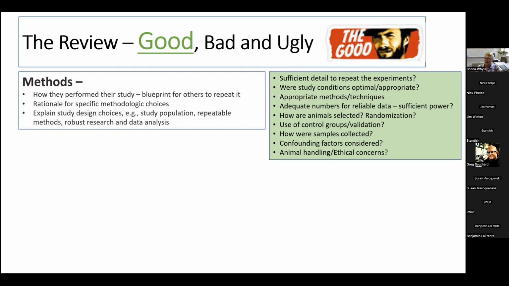How are the animals selected? Are they randomized? Do you have controls or groups and validation? How were the samples collected? Are there confounding factors considered? Is there animal handling or ethical concerns?